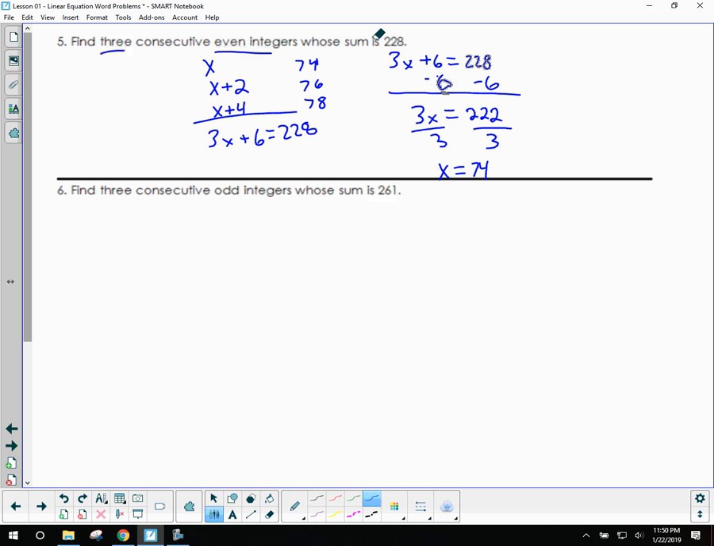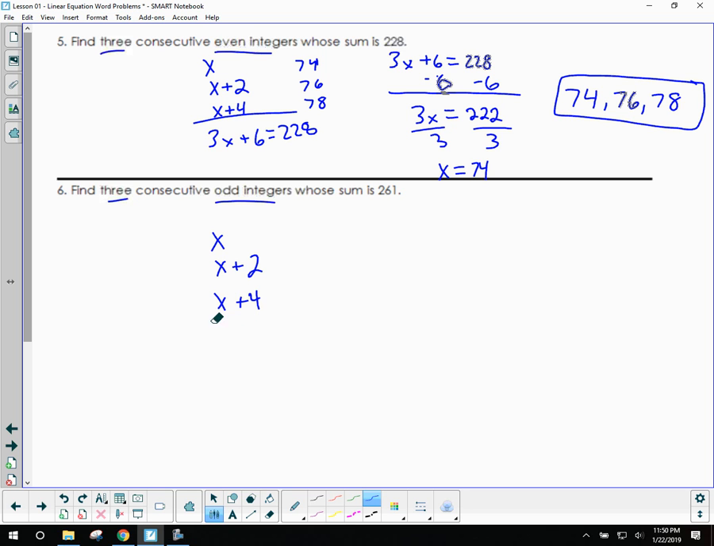Alright, here we go. 3 odd integers. x, they use the same thing as the even, so x plus 2, x plus 4. Don't make that mistake of putting odd numbers here. Okay, 3x plus 6. Solving. 3x equals 261 minus 6. 255. Divide that by 3.